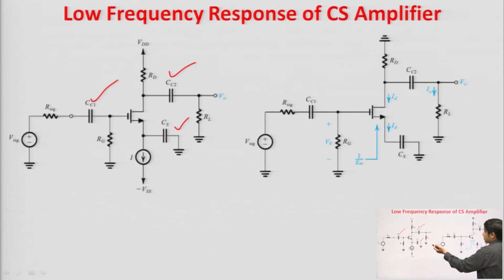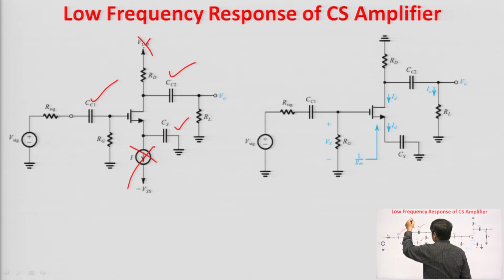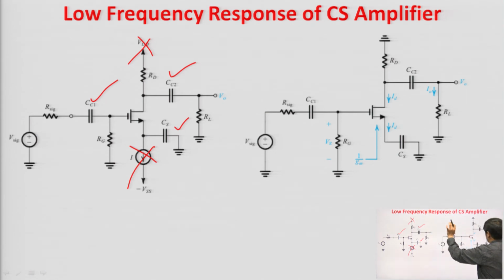Now, we can draw the small signal model. In a small signal model, the DC sources are removed, that is why your current source will be open circuited and your DC voltage source will be short circuited. So, you can see that this is the small signal equivalent circuit, and the small signal analysis has been directly performed on the circuit. Now, in low frequency response of the CS amplifier, since there are three capacitors, due to these three capacitors we will get three corner frequencies.